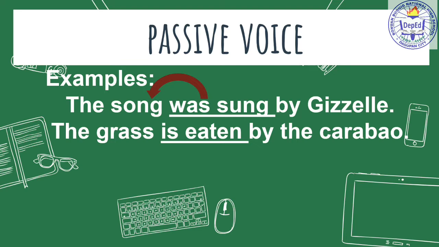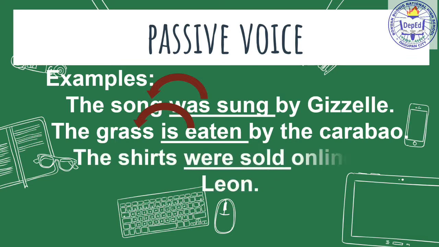The subject of the sentence is the grass. It is the receiver of the action eaten, acted by the carabao. The last sentence is the shirts were sold online by Leon. The subject of the sentence is the shirts, which is the receiver of the action sold, done or acted by Leon.